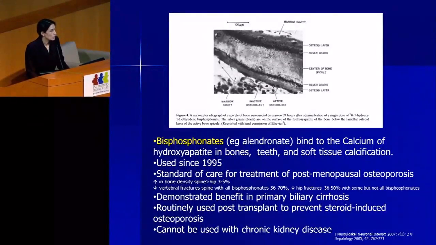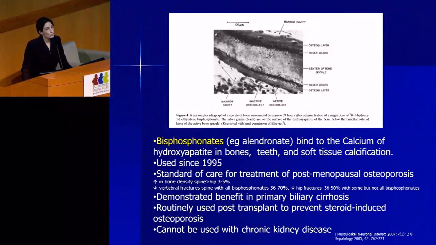In the world of postmenopausal osteoporosis, it's been very clearly shown that they increase bone density by 3 to 5%, which is pretty darn good, because remember how much I said that you lose. You lose in the range of 1.5 to 2%. So if you can increase the bone density by 3 to 5%, that's excellent. And they have been demonstrated to decrease vertebral fractures with continued use. They have a demonstrated benefit in primary biliary cirrhosis, but they have not been studied in PSC, but we assume that they are also helpful in this setting. And as I said, they're routinely used post-transplant.